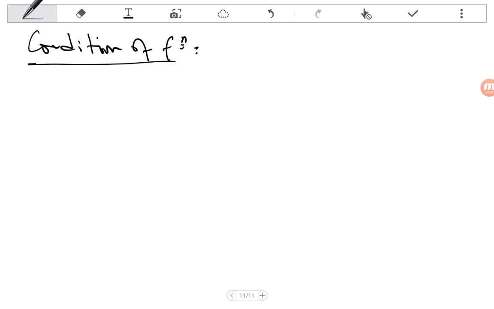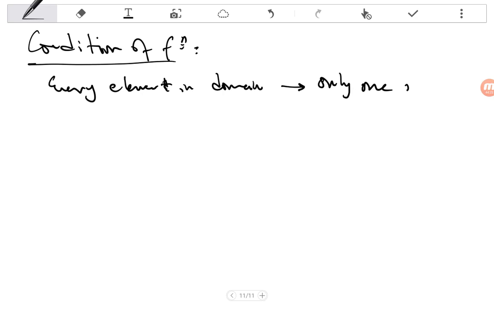There is some condition of a function. There is a rule on a function which states that every element in the domain must have only one output, only one image or only one output.